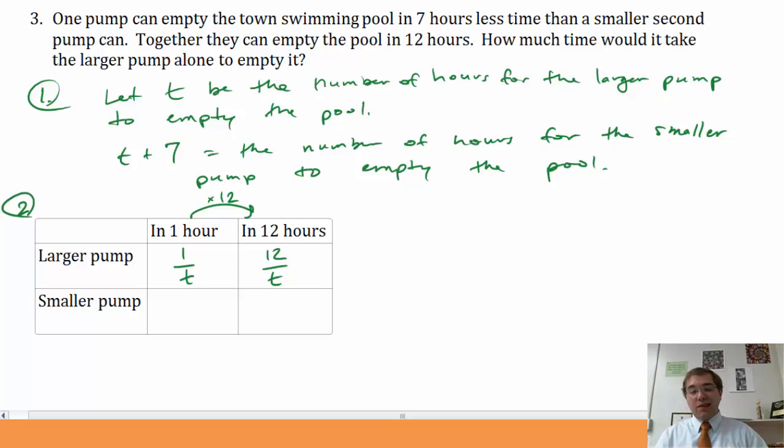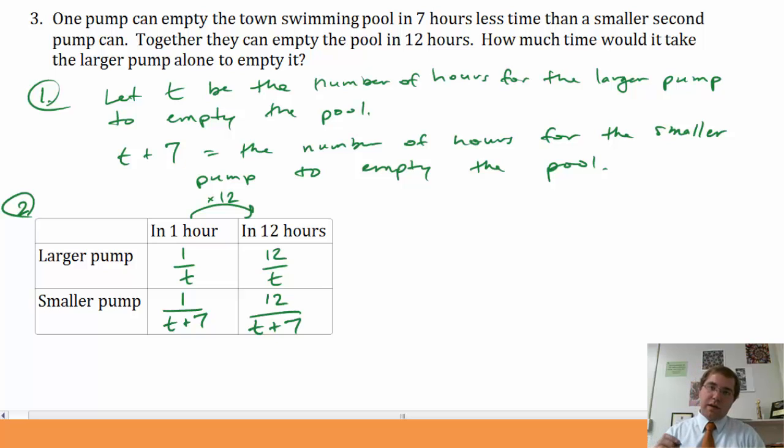So, if the smaller pump takes T plus 7 hours to empty the pool on its own, how much can it do in 1 hour? Well, in 1 hour, it would do 1 over T plus 7. How much can it do in 12 hours? So we're going to take 1 over T plus 7 and multiply it by 12. That's going to be 12 over T plus 7. Okay?